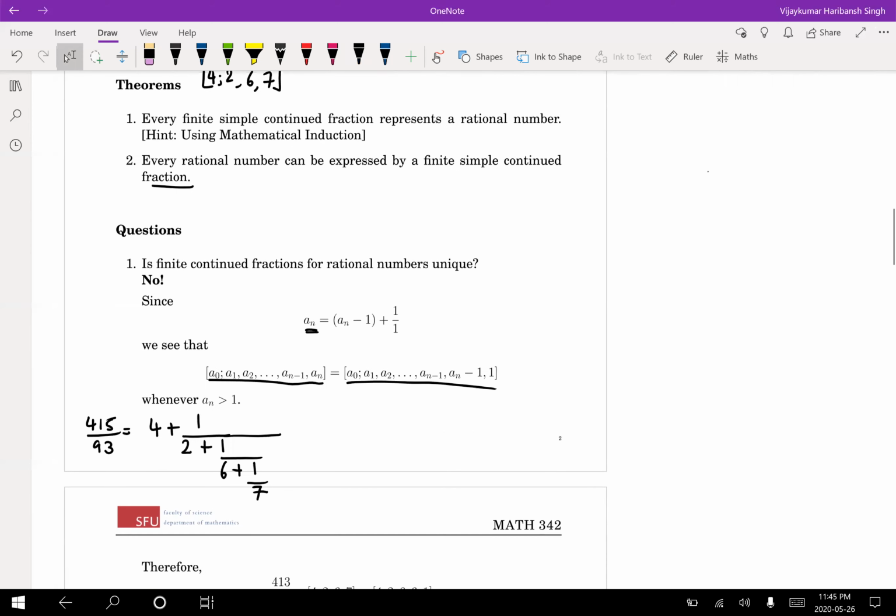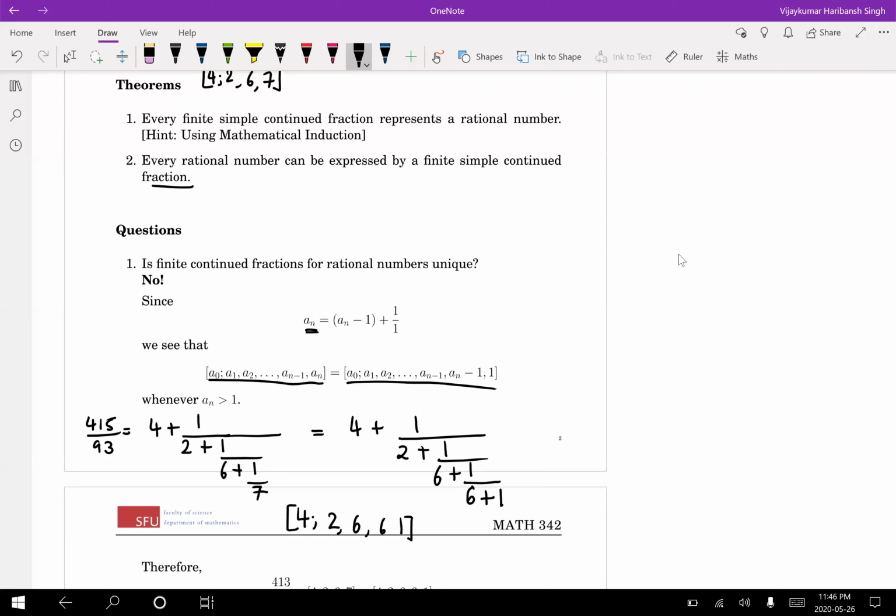Now I can do the following. Instead of writing it as 1 upon 7, 6 plus 1 upon 7, I could have written it as 4 plus 1 upon 2 plus 1 upon 6 plus 1 upon 6 plus 1 upon 1. In that case, I will get a continued fraction of length 1 more than the other one. You have 4, 2, 6, 6, 1.